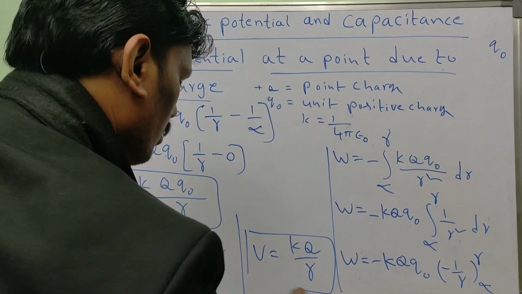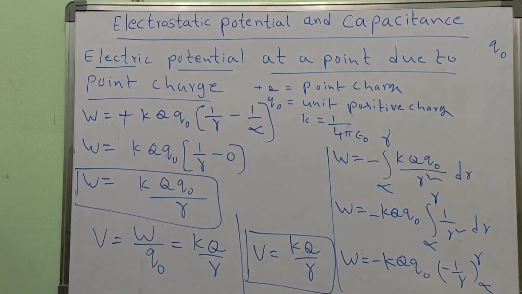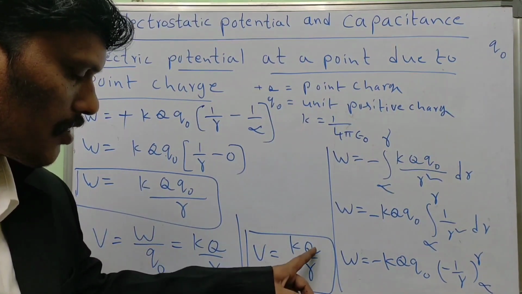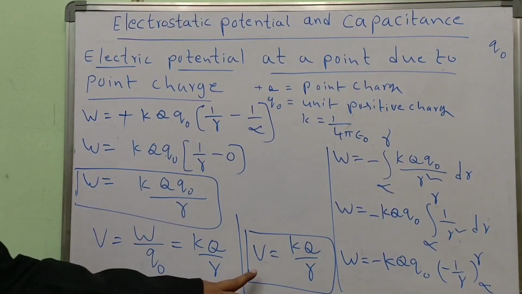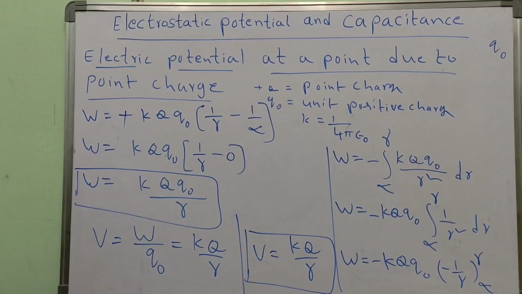This is the formula at a distance r from this charge q. This is the formula to calculate potential. What is the meaning of this? Let us see.